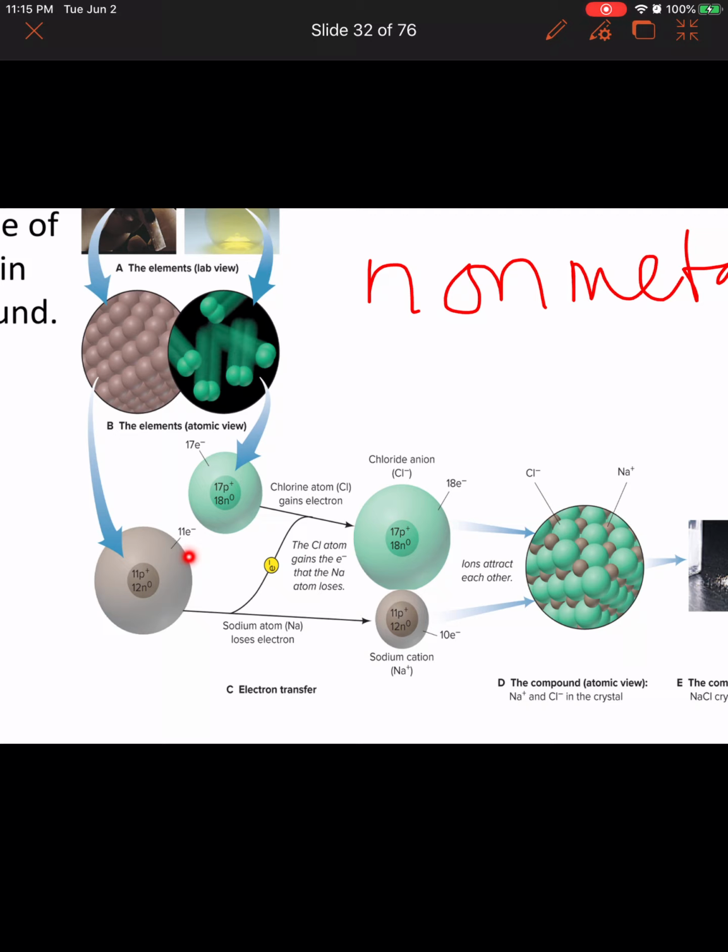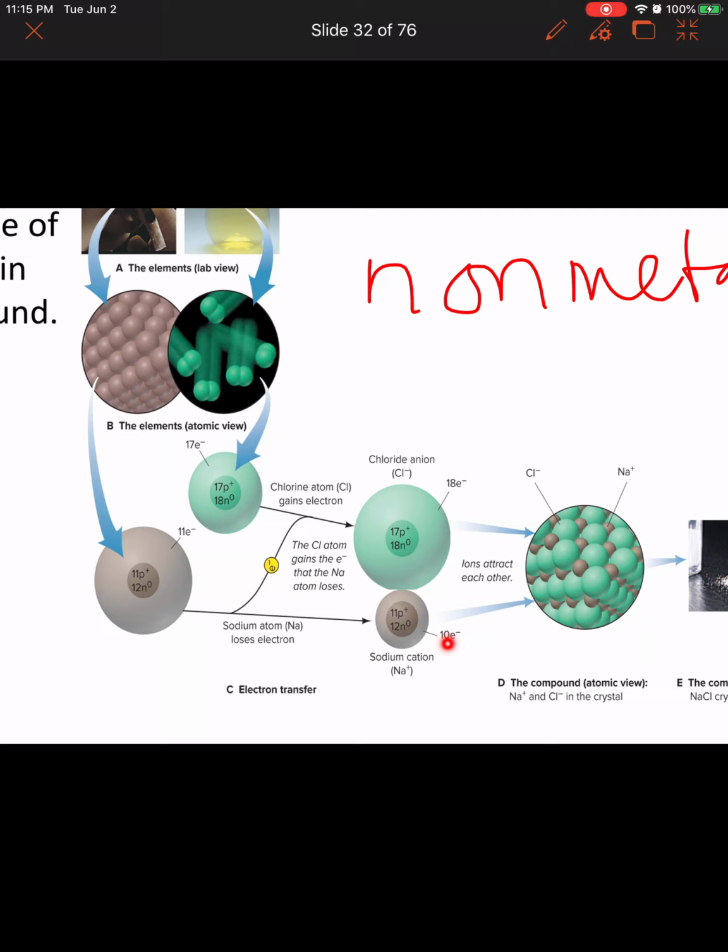Out of the 11 electrons in sodium, it's going to give 1 electron to chlorine. So the sodium atom loses 1 electron. If sodium loses 1 electron out of the 11, how many electrons would be left in sodium? It would be 10. Easy math, right? 11 minus 1 makes 10 electrons.